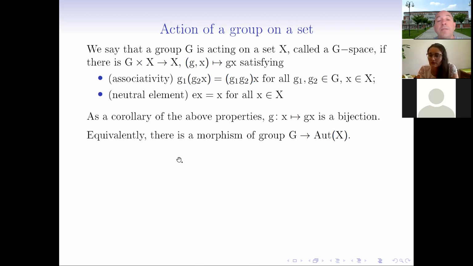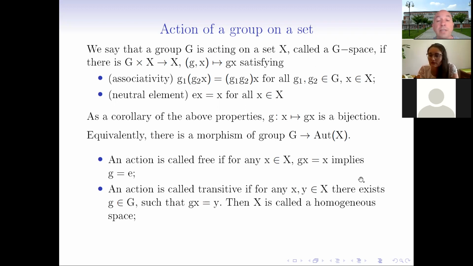Equivalently, we can say that there is a morphism of groups from G capital to the automorphism or symmetry group of X, which sends G to the above map determined by G, which sends X to GX. So Aut(X) consists of all bijections. An action is called free if for any X in X capital, from the property GX equals X, we immediately obtain that G is the neutral element. So there are fixed points only for the neutral element.